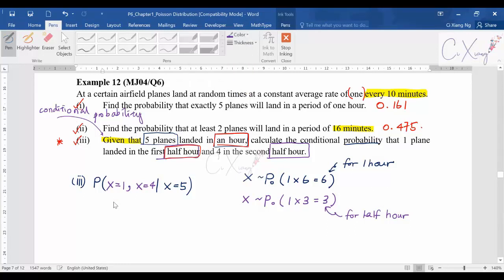Now let us continue here. When we have a conditional probability, what is the formula? The bottom part is the probability for X equals 5, and the probability on top is the probability of X equals 1 and 4 intersect with X equals 5.